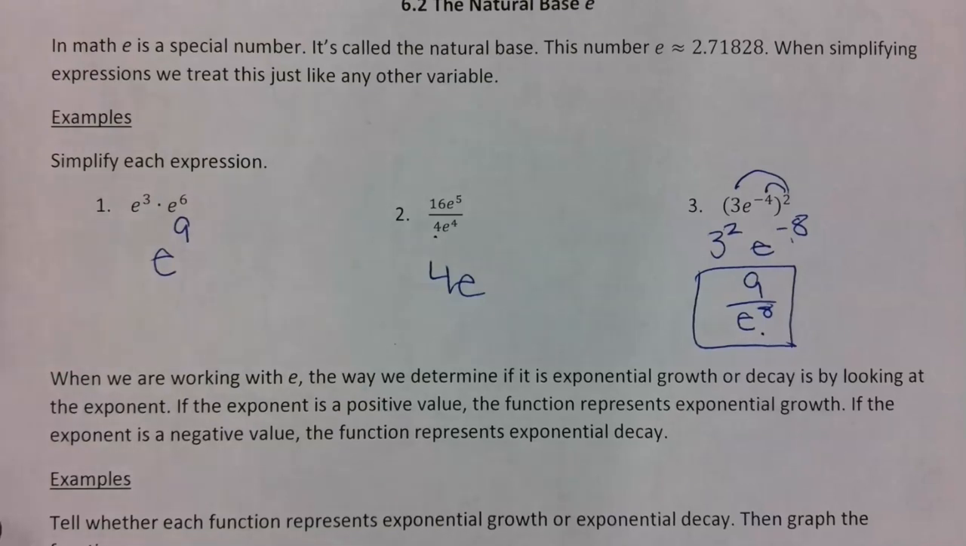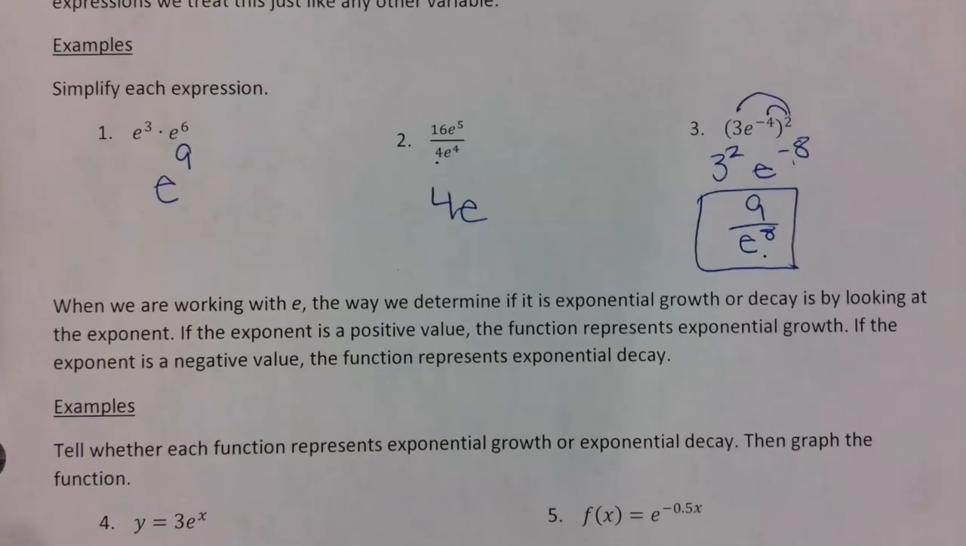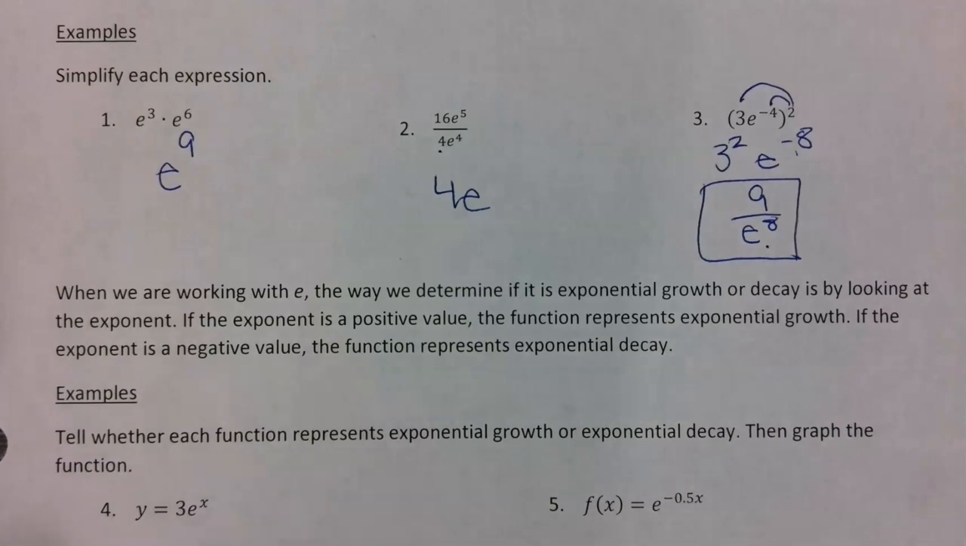So if it was 3e to the power negative 4x, or just look at number 5. It'd be 9e to the 6x. You just multiply the numbers. Okay, can I move on to 4 and 5?